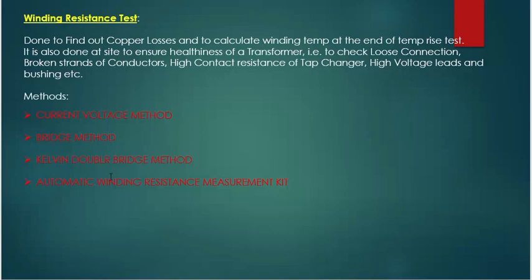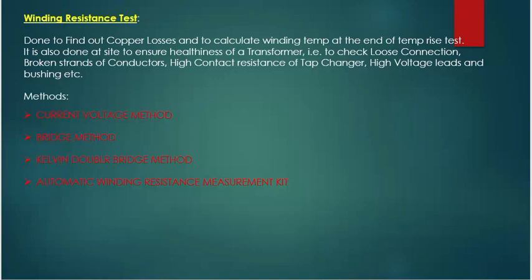The procedure of the test is simple. The transformer should be isolated from the system and should rest for 3 to 4 hours so that the winding of the transformer comes to the ambient temperature. Different methods are available for the winding resistance test. These are the current-voltage method, bridge method, Kelvin double bridge method, and automatic winding resistance measurement kit. In practical or commercial purposes, the automatic winding resistance measurement kit and the Kelvin double bridge method are basically used, as these methods are very accurate in comparison to the current-voltage method or the Wheatstone bridge method.